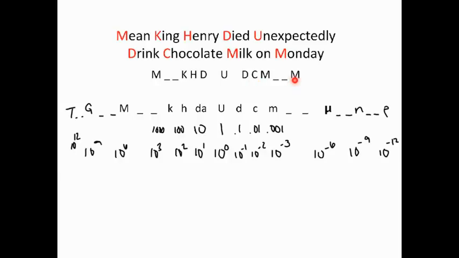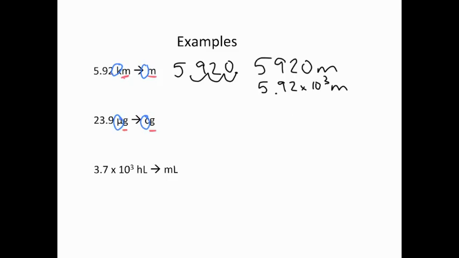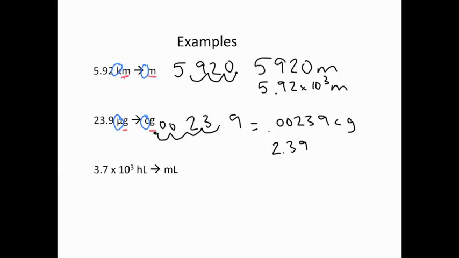So I'm going to count over. It's important to count the empty spaces because they are factors of 10. 1, 2, 3, 4. I'm going to move the decimal 4 spaces to the left. All right, so what would that look like? 23.9. Let's move the decimal 1, 2, 3, 4 spaces to the left. Drop the decimal and fill in with zeros. So my answer would be 0.00239 centigrams. That can also be written in scientific notation, 2.39 times 10 to the negative third.